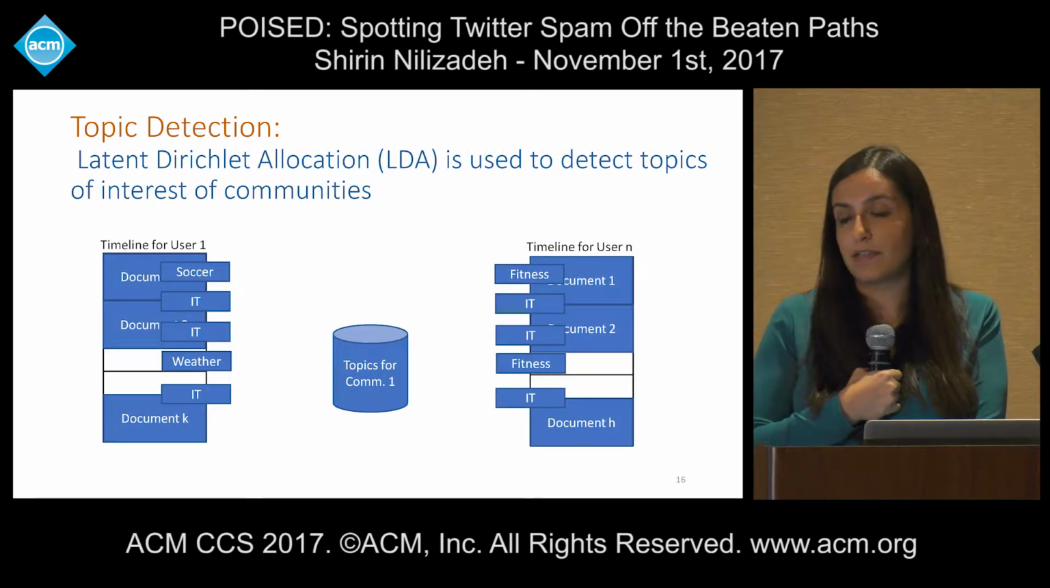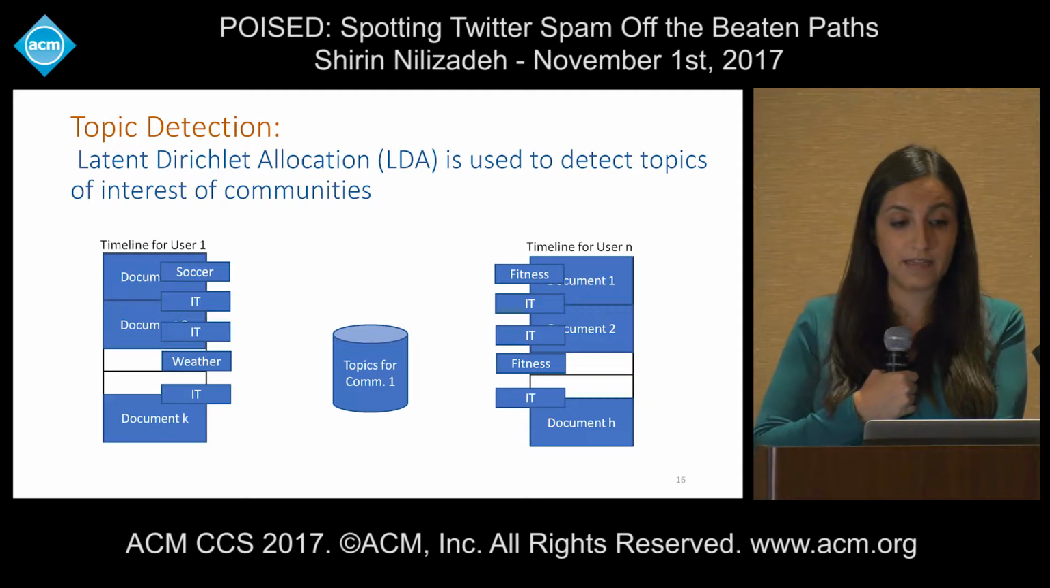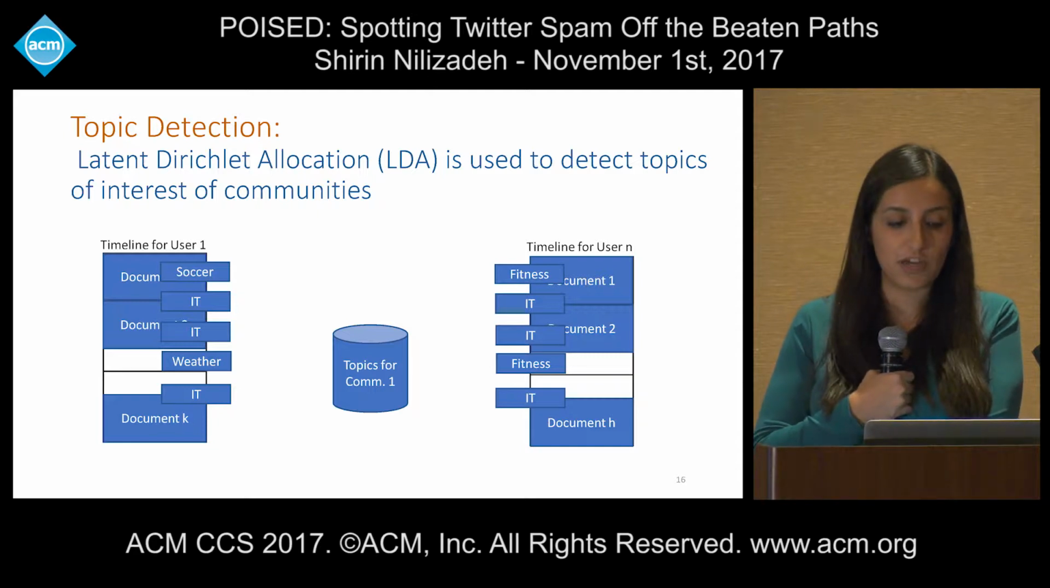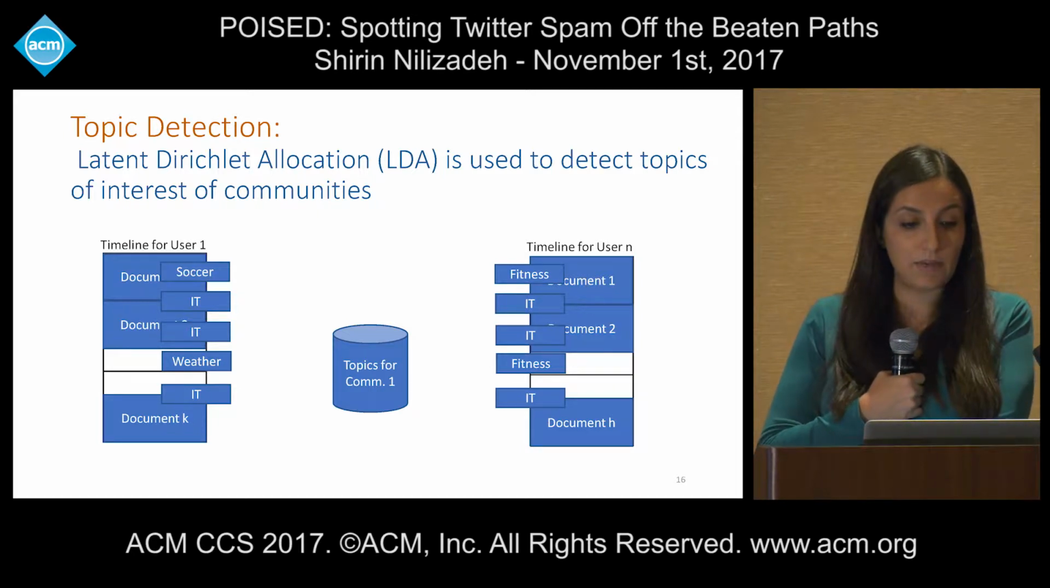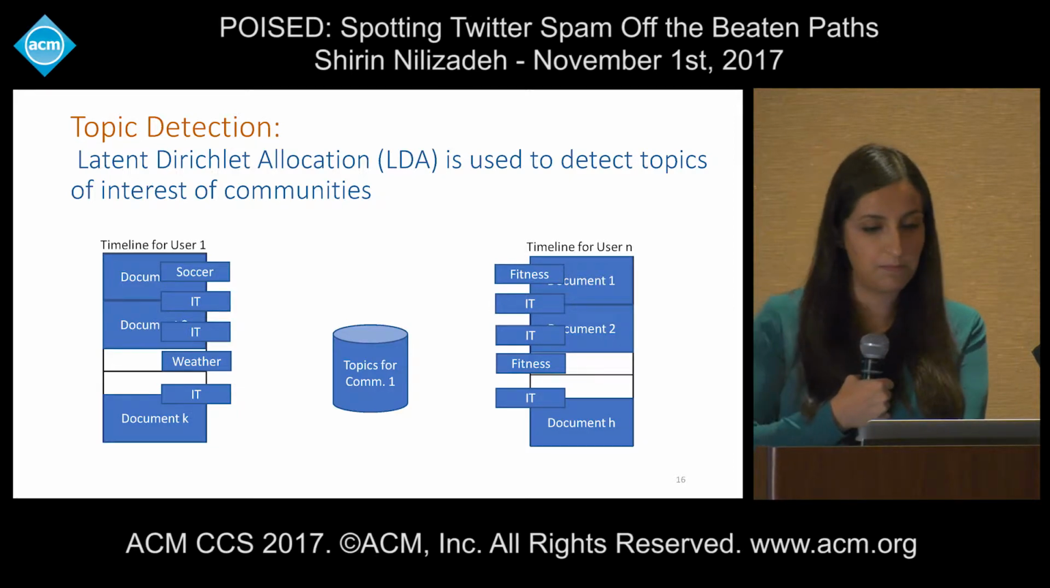Then we want to find topics of interest of these communities. For that, we divided timelines of users in each community into documents, and we use LDA to detect topics of interest of communities. And then the collection of all these topics would be topics for that community.